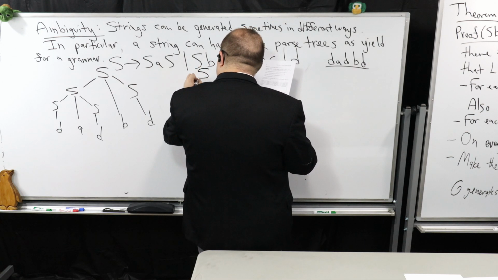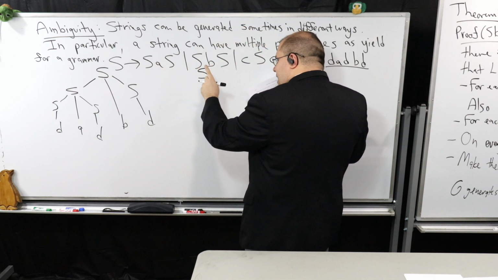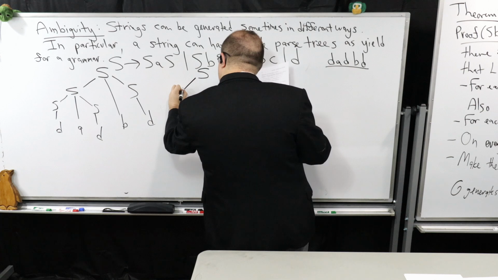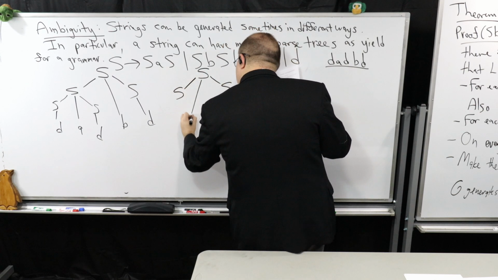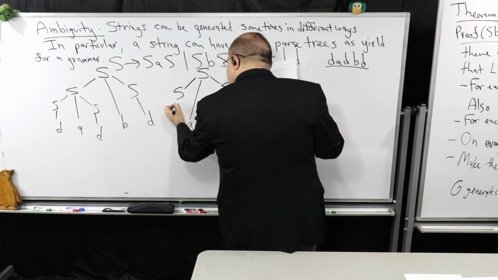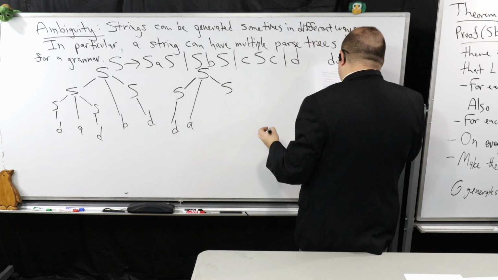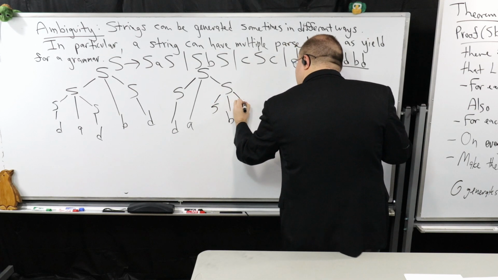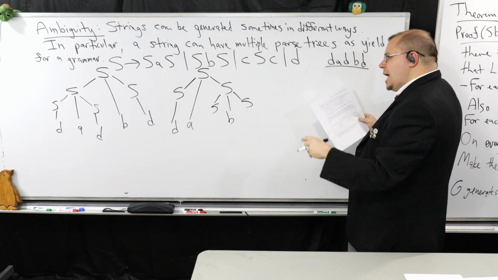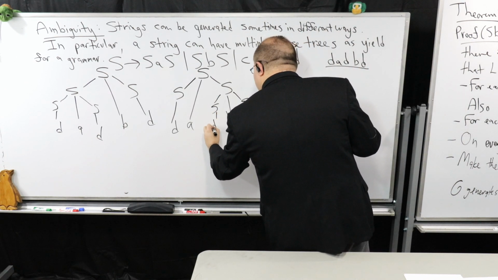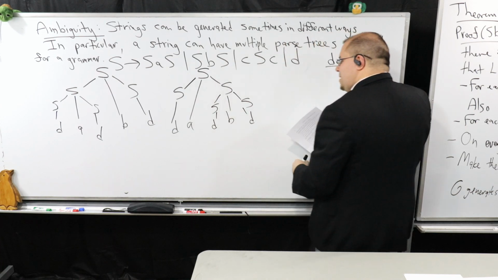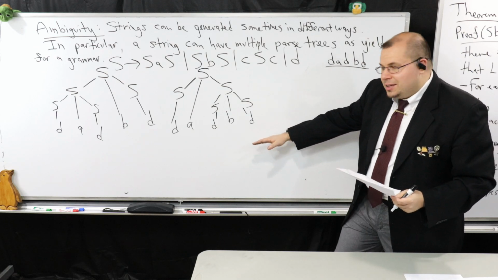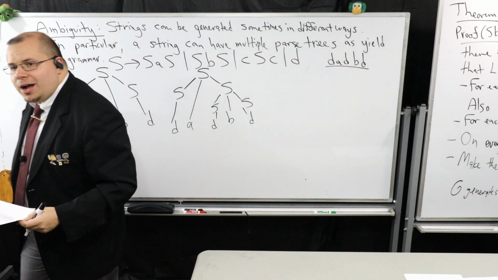Another way, now watch this, instead of SBS, I'm going to apply SAS. So watch this. And this first one, I'm just going to make that into a D right away. Then I'm going to use the SBS rule, like so. And then I'm going to apply the last one and the last one there. Boom. Look. Do you see something that's an issue about this? I found you two different ways I can derive the same string.